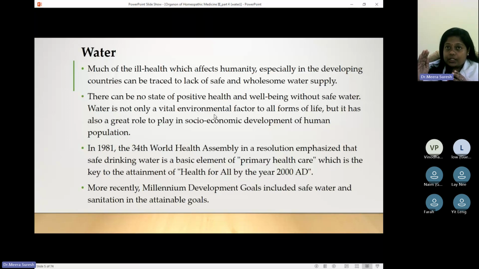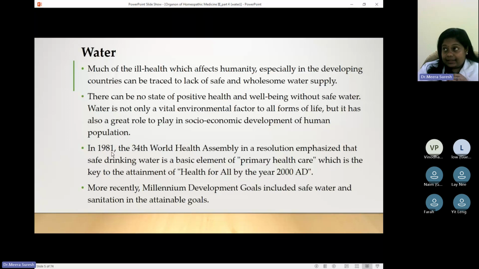So the human resources present inside a country will not be efficient. Either they are dying or the morbidity rate is highly increased, which is also going to affect the socioeconomic development. So water is that single form which is very important in the sustenance of life and also the socioeconomic development of a country.